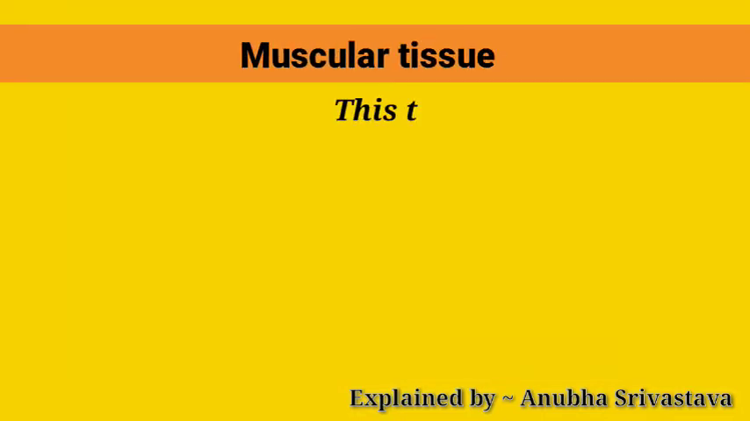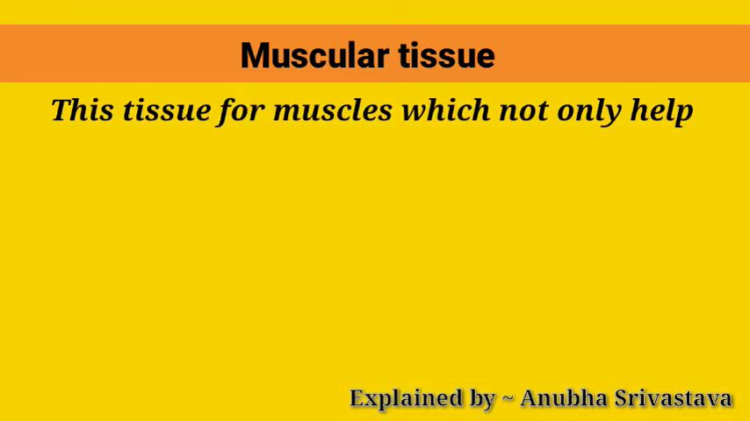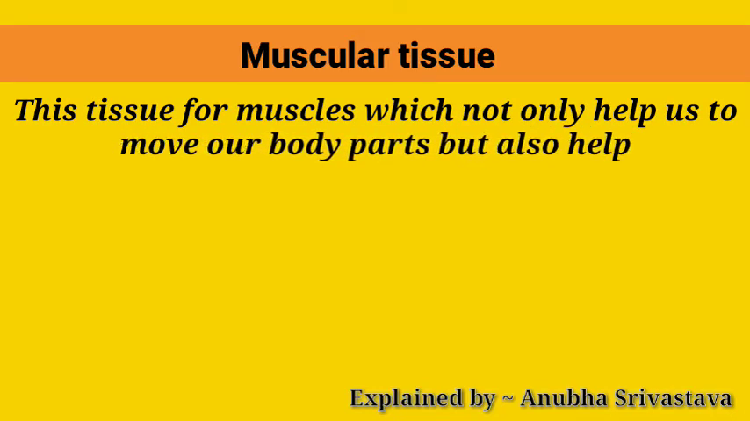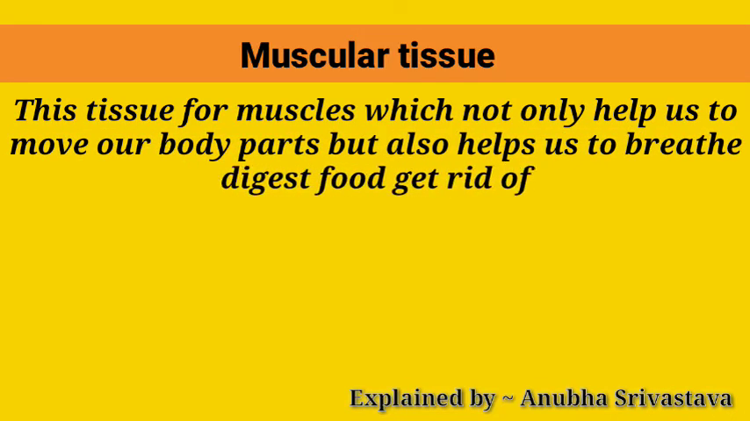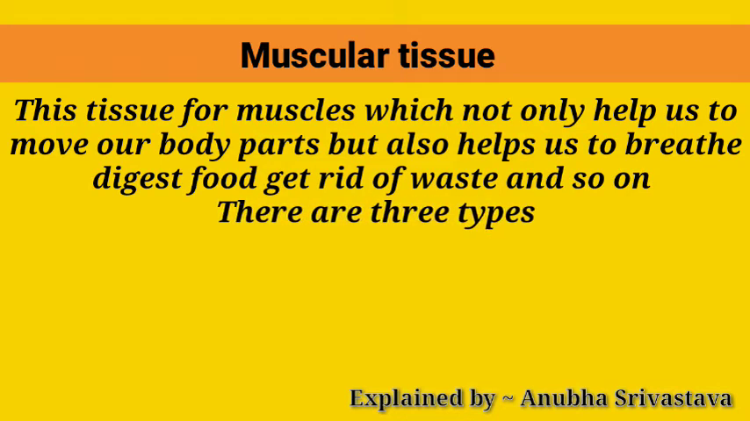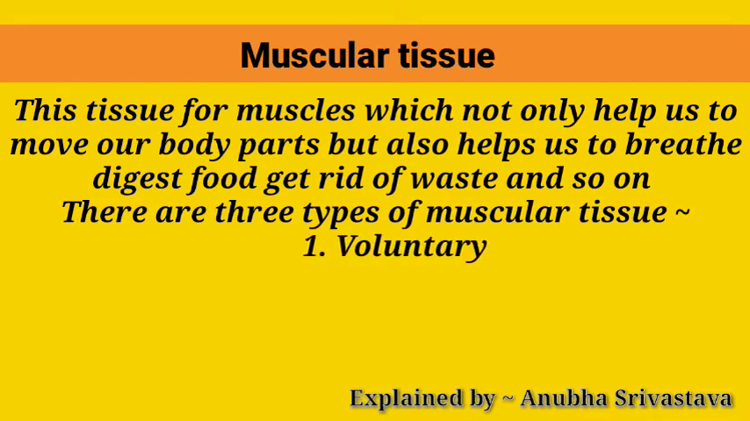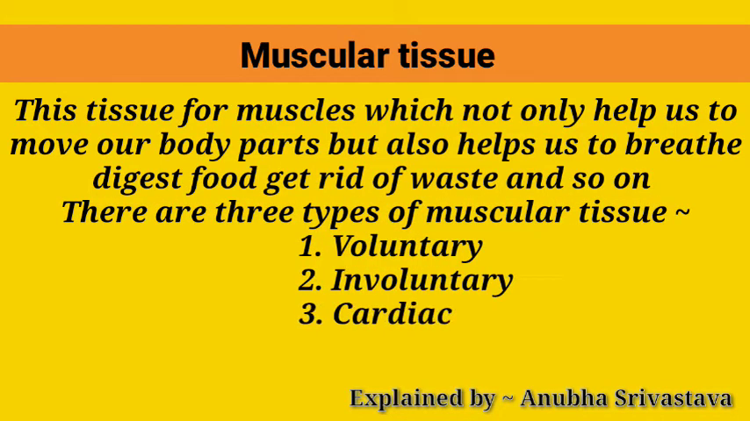Muscular tissue. This tissue forms muscles which not only help us to move our body parts but also help us to breathe, digest food, get rid of waste and so on. There are three types of muscular tissue: voluntary, involuntary, and cardiac.